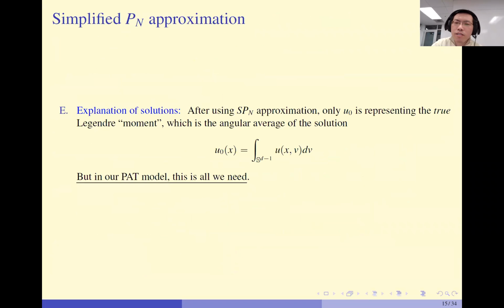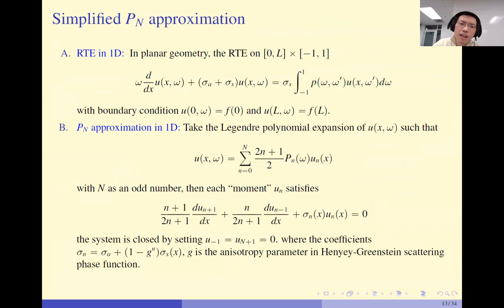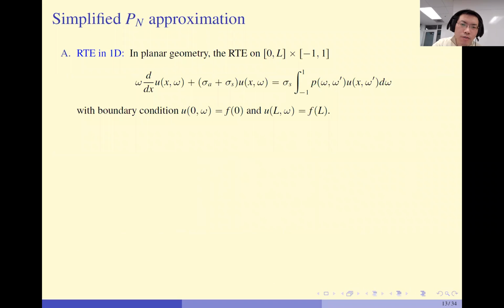Yes, it's not necessary to be exactly true, but for a lot of applications, it already gives you something much more satisfactory than diffusion model. Especially for the medium that is relatively thin. So optically thin, then the transport model is already good enough to reveal the photon behavior.